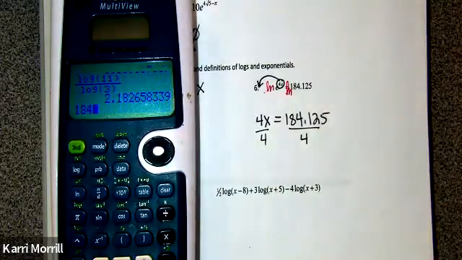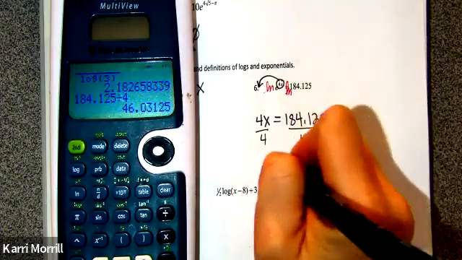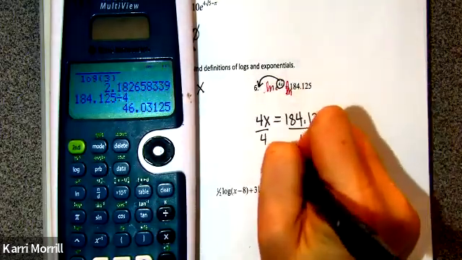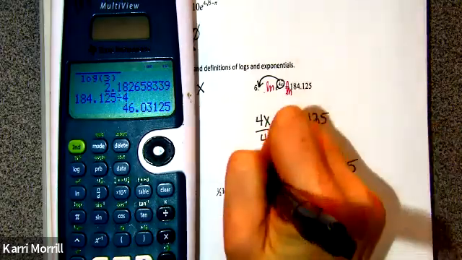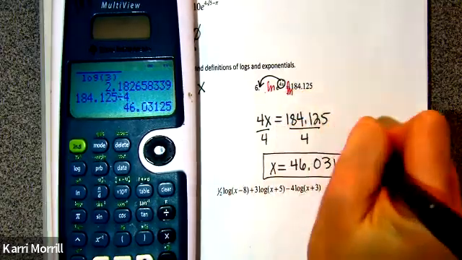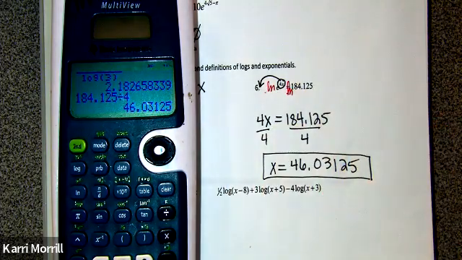So 184.125 divided by 4 is, let's just write all of that since it did end. I won't even round that one. If you weren't given instructions, you wouldn't either. You just write it all.